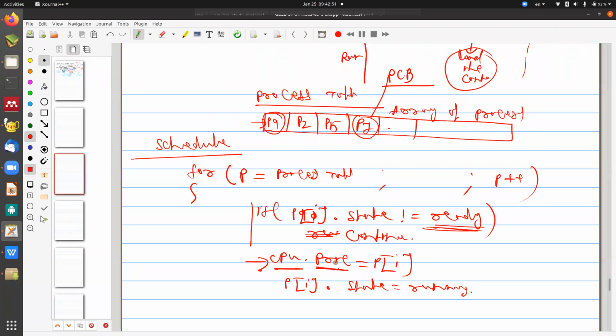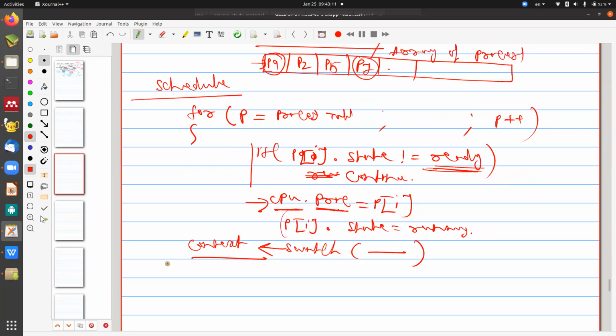Yes, once it is assigned to the processor, you will set the process state to running. Once it becomes running, there will be a switch to this process. Now it will make a context switch here. So this is basically a context switch. Yes, this is usually written inside your scheduler.